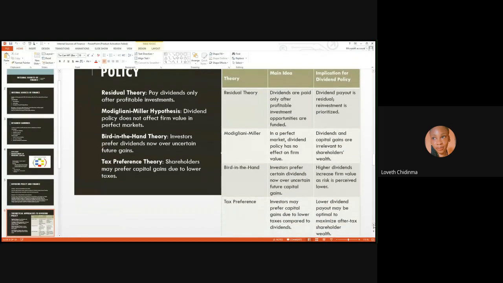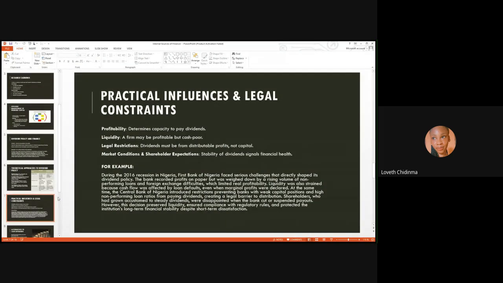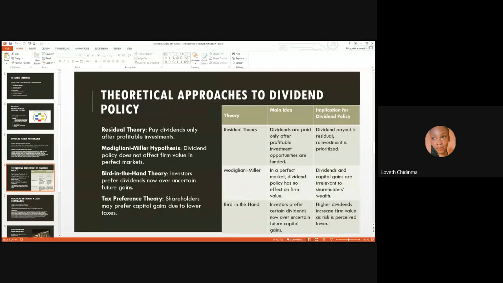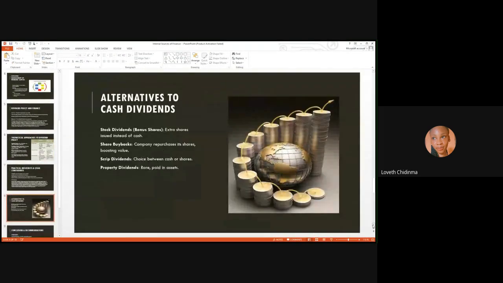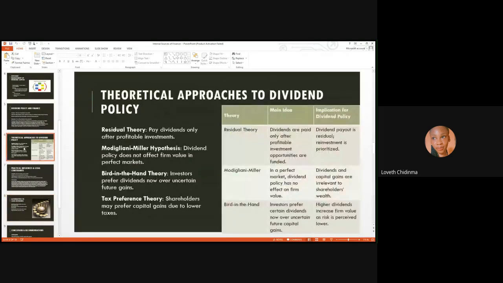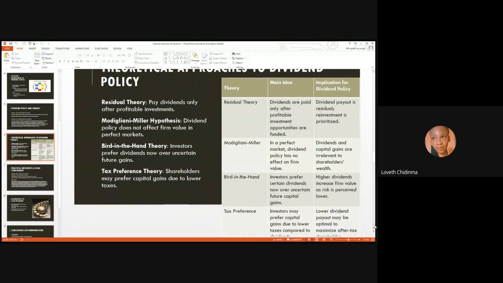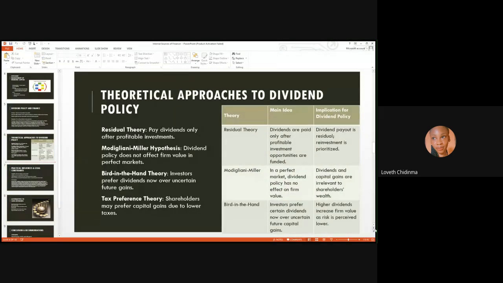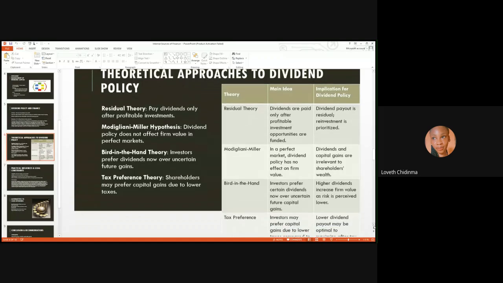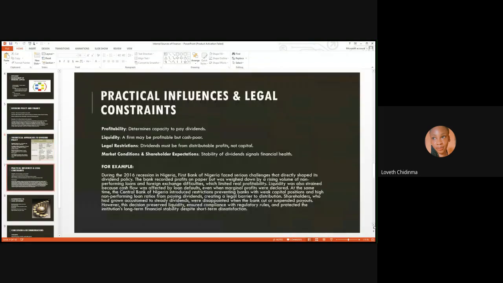So the tax preference: shareholders may prefer capital gains due to lower taxes. Lower dividend payouts may be optimal.